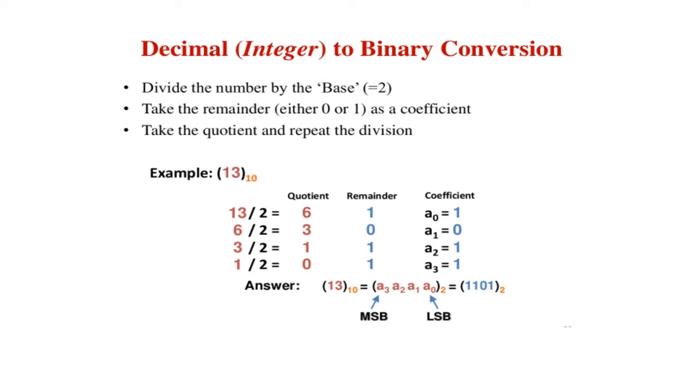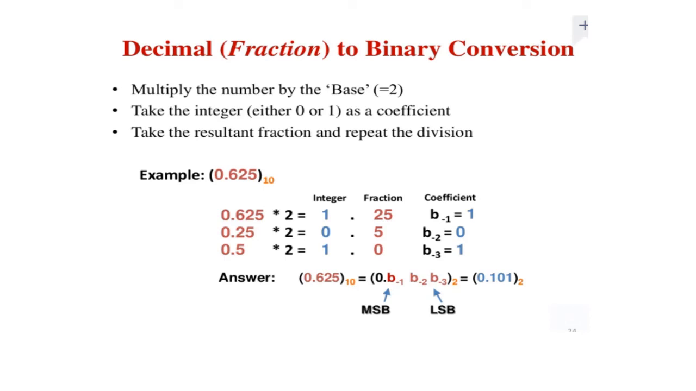So take the remainder as a coefficient. So coefficient A0 is equal to 1. Next 6 by 2, that is 3 and 0. So 0 is A1. Next 3 by 2, that is 1 and 1. A2 is 1. Next 1 by 2, that is 0 and 1. So A3 is equal to 1. So there is A3, A2, A1, A0. A3 will be the most significant bit and A0 is the least significant bit. So that is 1101. This will be the binary value of the decimal number 13.